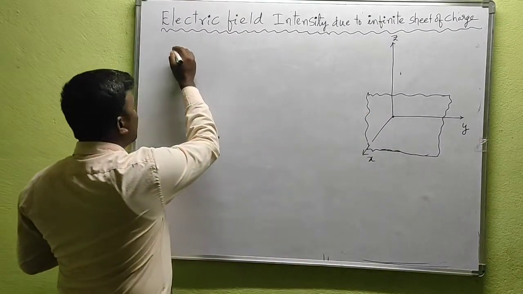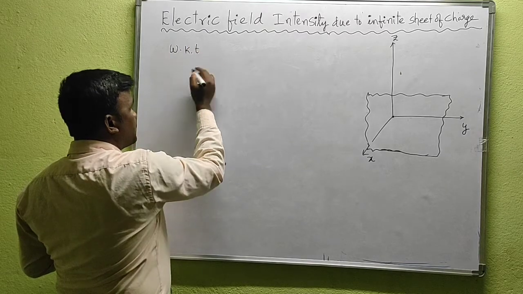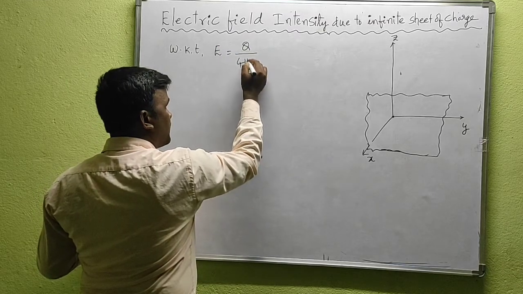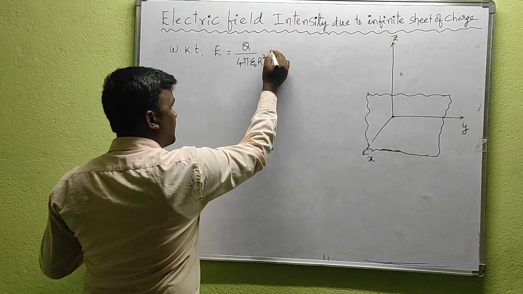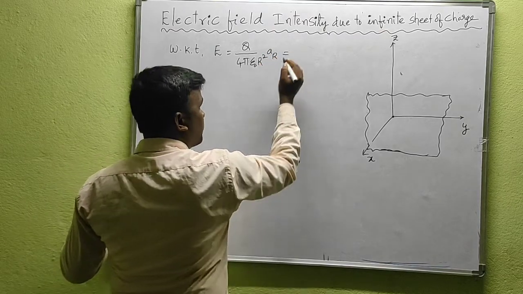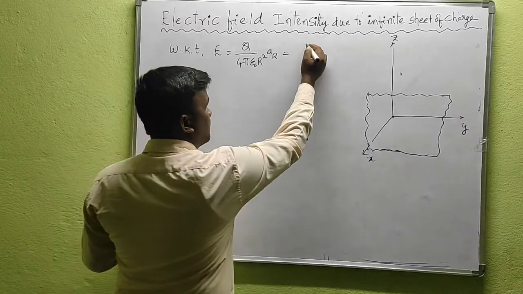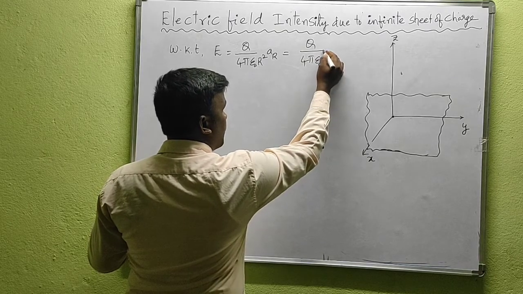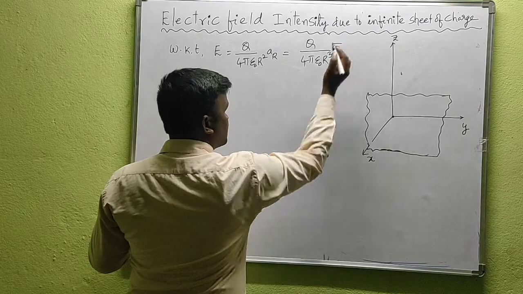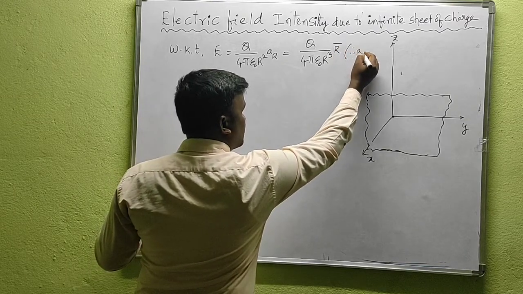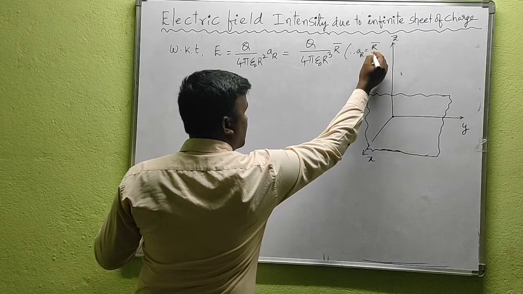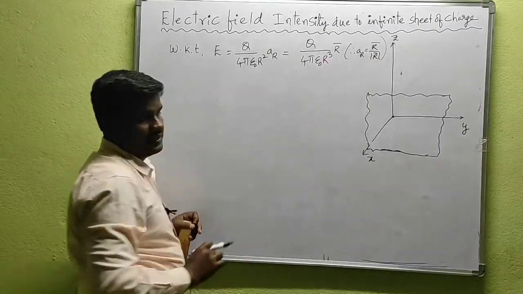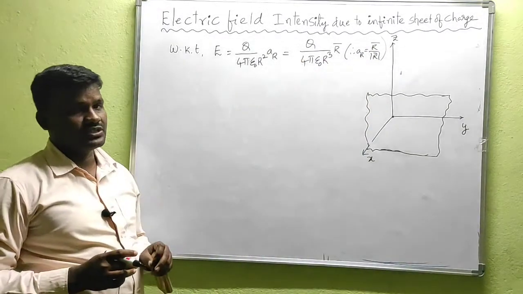We know that the electric field intensity due to a point charge E equals Q by 4 pi epsilon naught r square into a_R, where a_R equals R bar by mod R, or R bar by R. That can be written as Q by 4 pi epsilon naught r cube into R bar, since a_R is nothing but the distance vector R bar divided by its magnitude, mod R bar, which is simply R. So this is the electric field intensity due to a point charge.